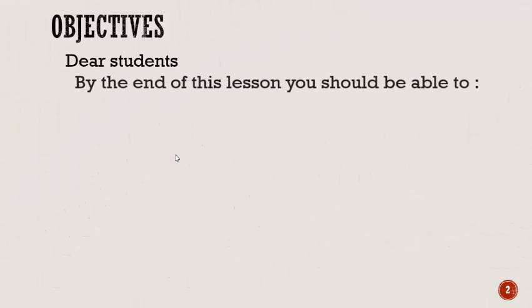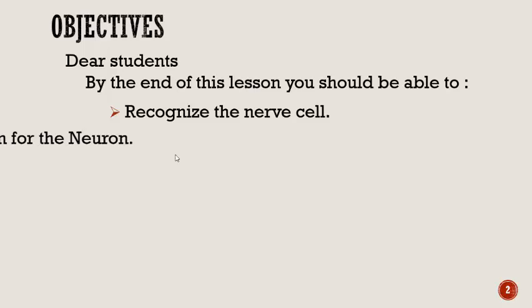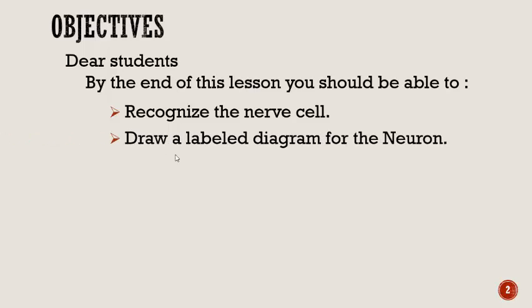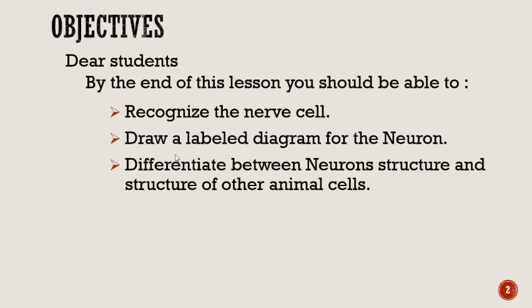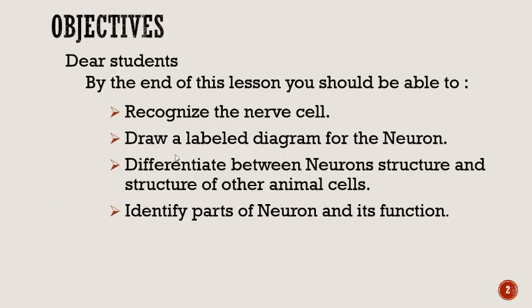The objectives from this lesson: we should recognize the nerve cell, and we can draw a labeled diagram for the neuron and differentiate between the neuron structure and the structure of other animal cells. Finally, identify the parts of the neuron and the function of each part. So let's go to the explanation.